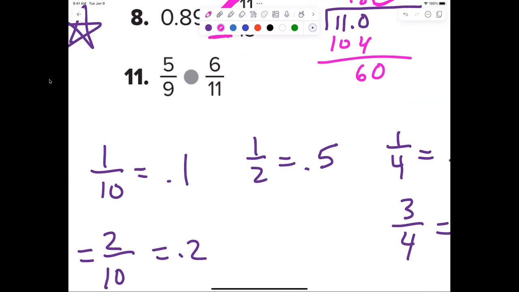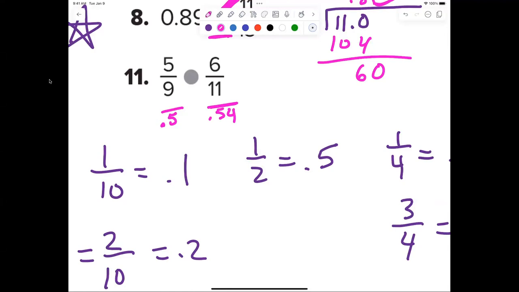Come on, come on. 5/9 is what decimal, Gabby? You're amazing. Thank you for listening. 0.5 repeating. All right, now who was paying attention? 6/11. 6/11 is what decimal? Miss Elliott. You are amazing, girl. 0.54 repeating. I like it a lot.